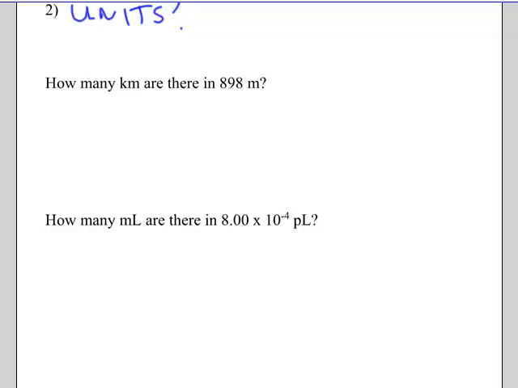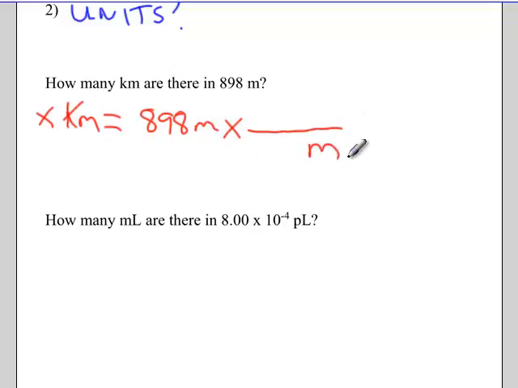So here's another dimensional analysis problem. We're trying to figure out how many kilometers in 898 meters. So the unknown, x kilometers, we set that equal to the known, 898 meters. Put a times sign on the line. Meters has to go in the denominator of the first conversion.